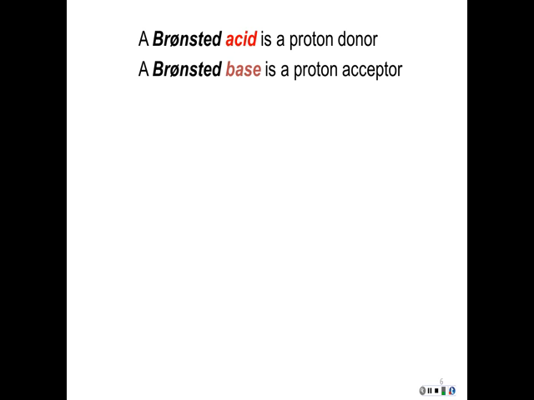Now the other type of definition that we're going to see is called a Bronsted acid base. This is from a Danish fellow, Bronsted. And so in this case we have proton donors and proton acceptors. Everything that was an Arrhenius acid is still going to be a Bronsted acid. Everything that's an Arrhenius base will be a Bronsted base. The difference is that many other things can be Bronsted bases that wouldn't be an Arrhenius base.